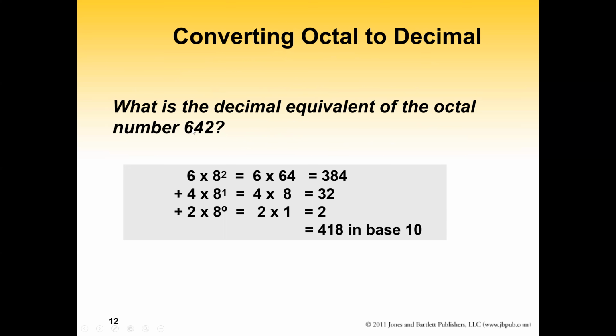We multiply the first digit, the most significant. I know it's 3 digits, so the first digit's exponent will be 2. So it's 6 times 8 to the power 2, plus 4 times 8 to the power 1, and the last digit, the least significant, always has exponent 0. The base is 8, but the exponent will be 0. Second value, the same base, but the exponent is 1. Third value, the same base, but the exponent is 2.